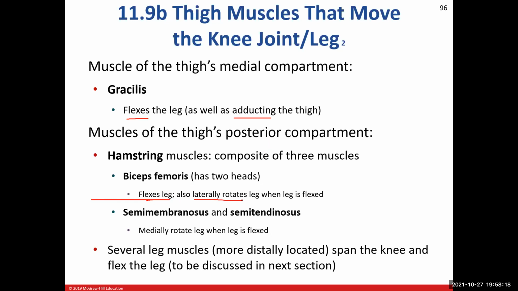When we're talking about the semimembranosus and semitendinosus, when we flex our leg, we'll get medial rotation. And the reason why is biceps femoris is lateral on your thigh. It attaches to the lateral portion of your knee. Semimembranosus and semitendinosus, they're going to be on the medial portion of your thigh, but they will attach onto the inside of your knee. So that's why they'll medially rotate the leg there.